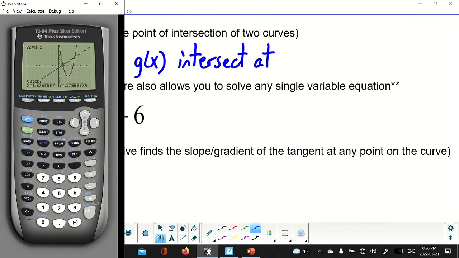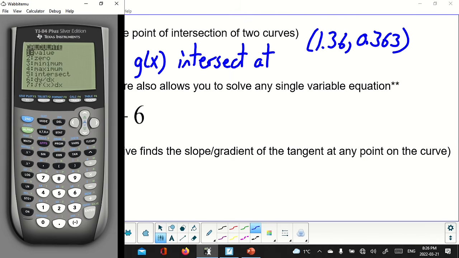And then it will ask me to guess where that intersection is. So I'm pretty close here to one of the intersections. I'm going to hit enter. And it tells me right away the intersection's at 1.36, 0.363. Now you can tell that there's another intersection, so we just go through the same process.